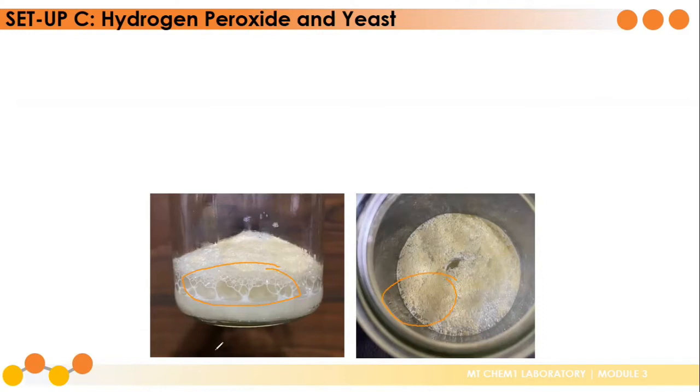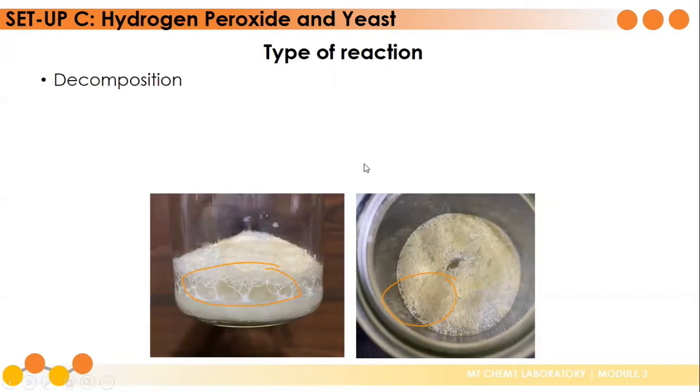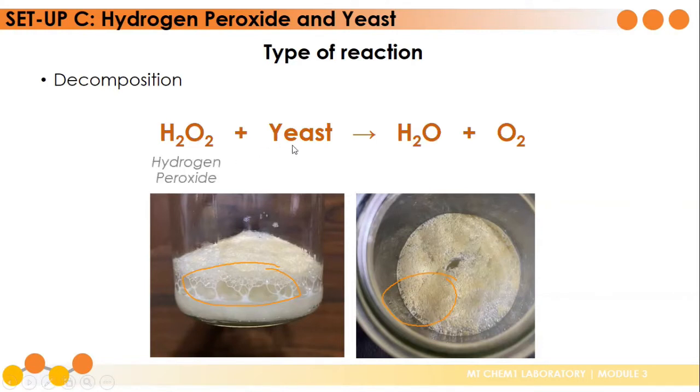So what is the chemical reaction that occurred in this one? The type of reaction that occurred is simply decomposition, wherein, as shown in our chemical equation here, the hydrogen peroxide combined with yeast, which is a microorganism, will produce water and oxygen, wherein oxygen is in the form of gas and can be observed in the existence of bubbles.